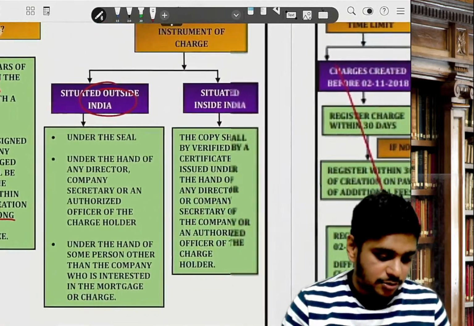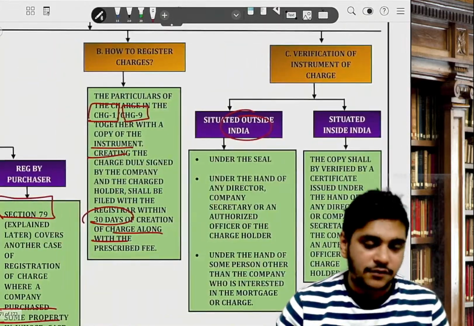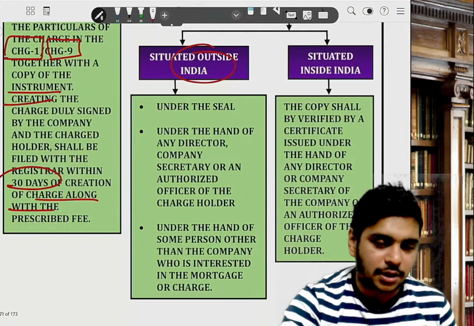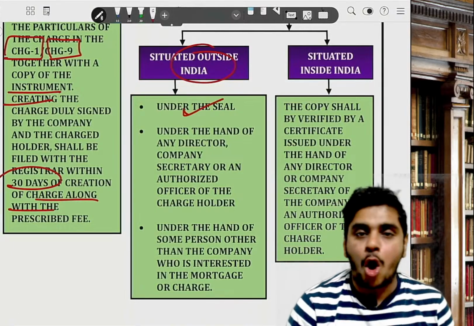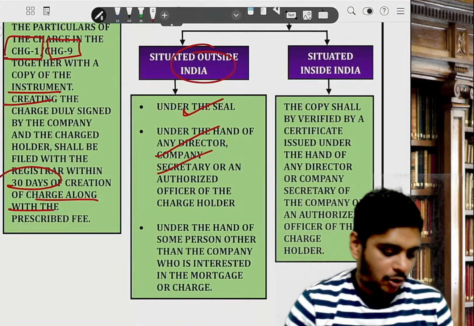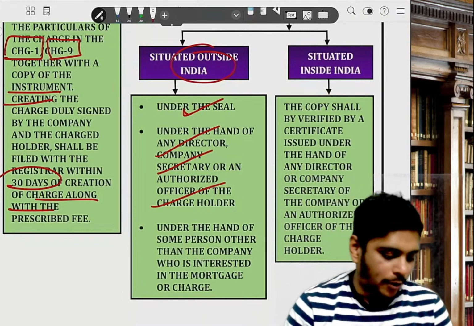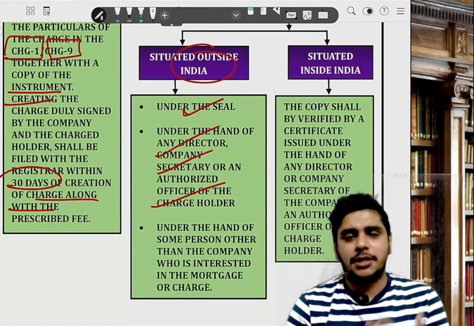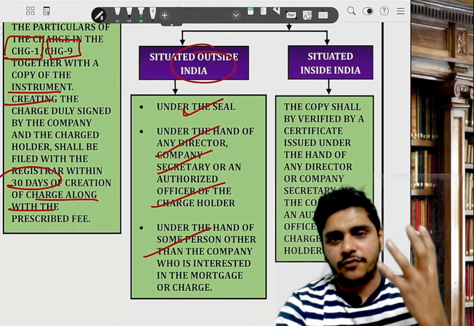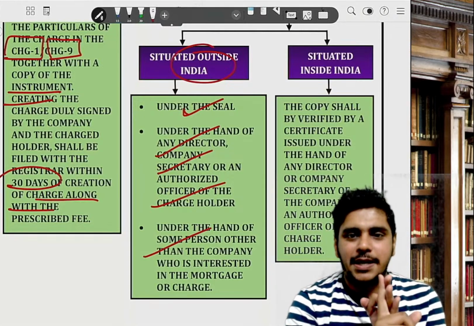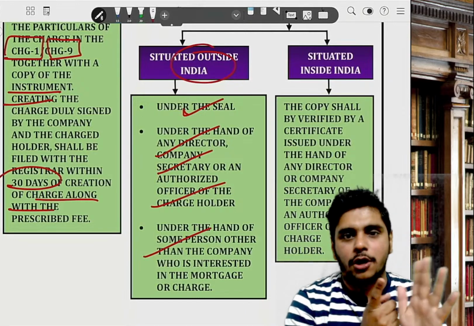Sir, this we have also done. Verification of instrument of charge. Sir, if the property is outside India, who will sign it? Common seal, or director of the company, or CS of the company, or authorized officer of the charge holder, 4 people, or under the hand of some person other than the company who is interested in the mortgage or charge, basically purchaser. 5 people can sign. I mean out of 5, anybody can sign: common seal or director or CS or officer of the charge holder or purchaser.